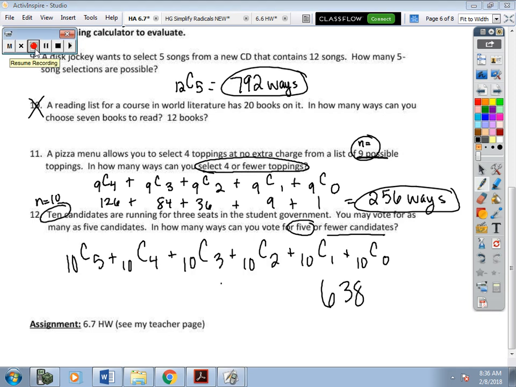Your 10C0 should be 1. So when you add that on, it should be the 638.